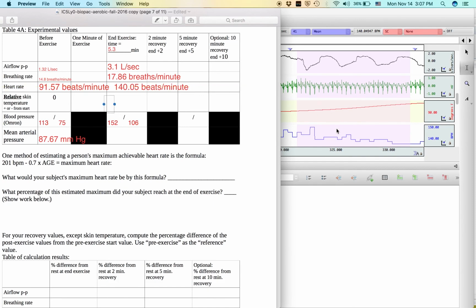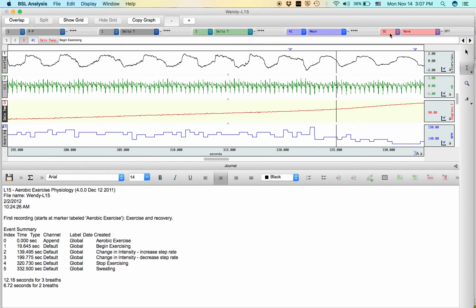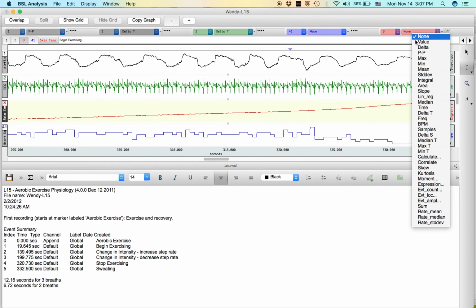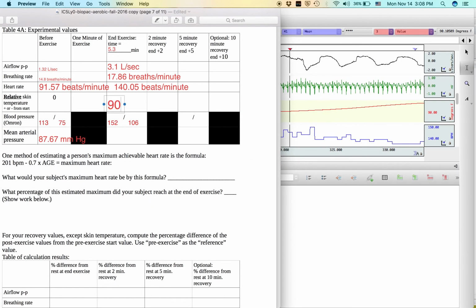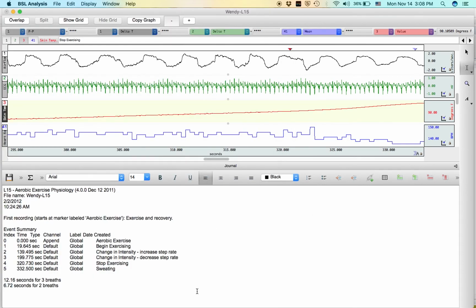Okay, relative skin temperature. So this is at a point. So I'm going to go to channel 3, skin temp, and take the value here. So again, we want right at stop exercising. So that's this one right here. What is that value in skin temp? I'm going to say that is 90.1 degrees Fahrenheit. I'm going to record that down here because we need to see the change. So 90.1 degrees Fahrenheit after exercise.